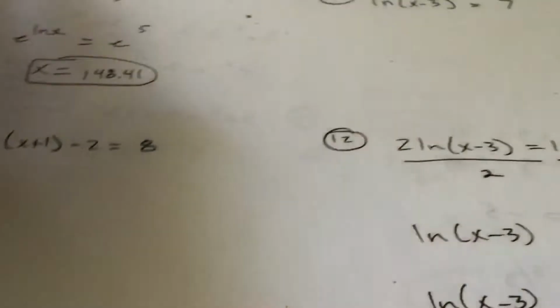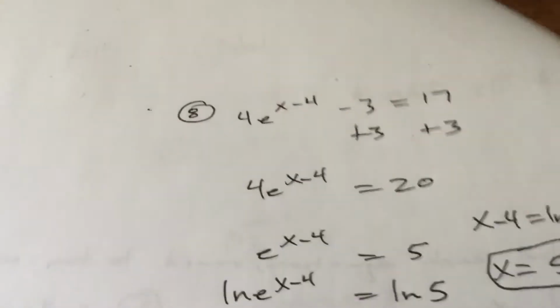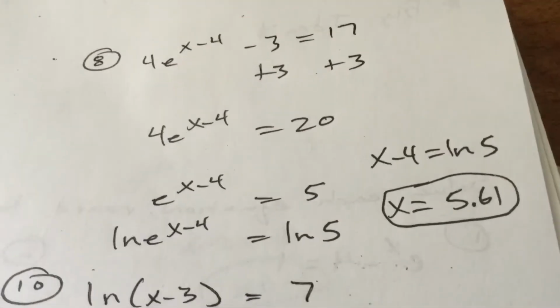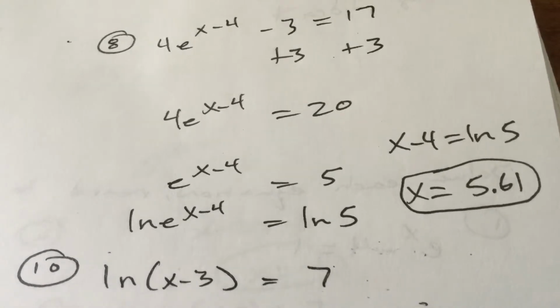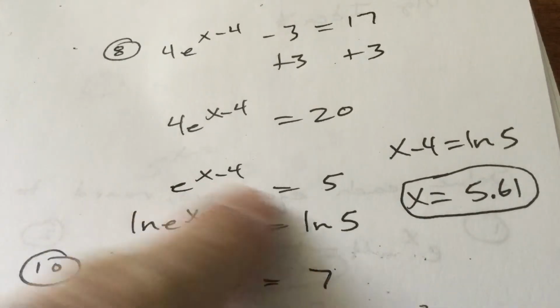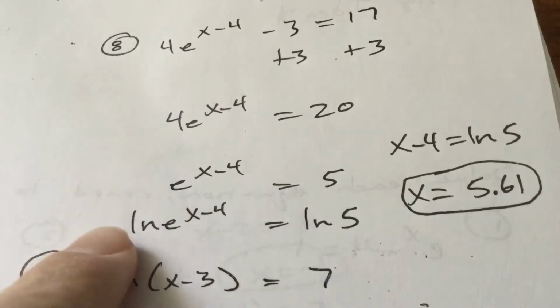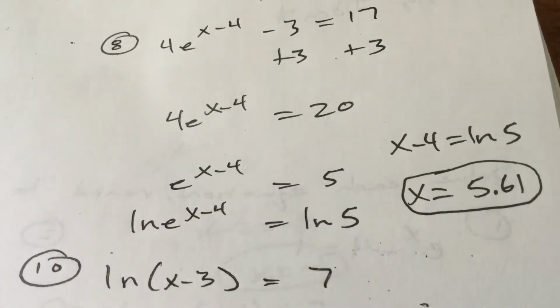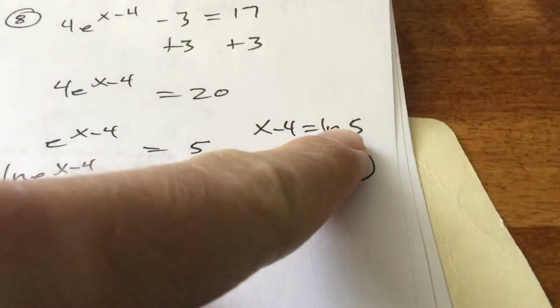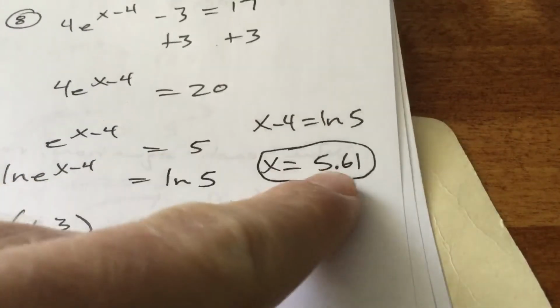All right. On the next page, page 7 here, I've got number 8. Going to add 3 to both sides. Going to divide both sides by 4. So you get e to the x minus 4 equals 5. You need the e to the x minus 4 all by itself, nothing attached to it. Then attach natural log to both sides. That x minus 4 will come on down. That equals natural log 5. That's some decimal, add 4 to it, 5.61.